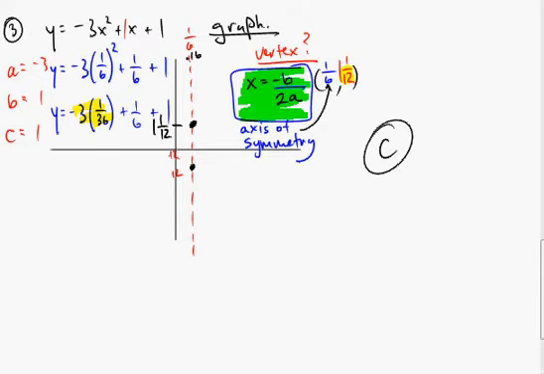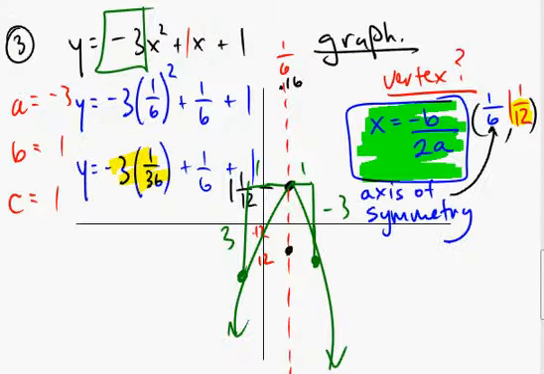If you were going to graph it, though, once you know the vertex, then you look at the A, it's -3, so go right 1, down 3, wherever that puts you. All right, any questions? Number 3. Okay, number 4.